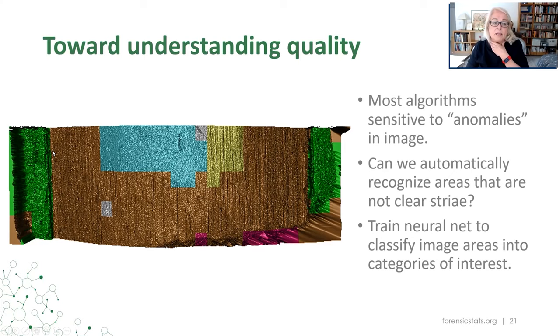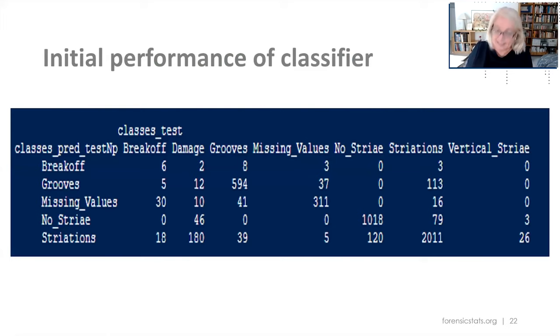So for example, the green here would be the left groove. The right green here would be the right groove. The pink here might be break off, and so on and so forth. The gray here might be missing pixels. So it turns out that this algorithm that Andy's working on can be improved, but initial performance of the classifier is pretty good.